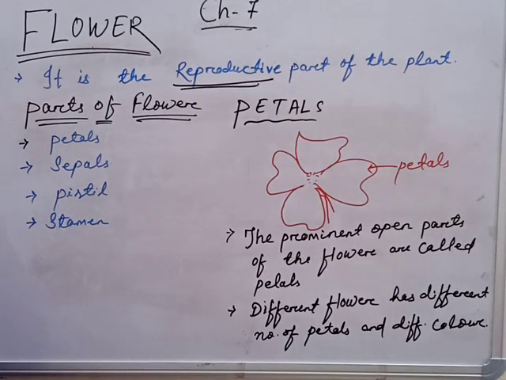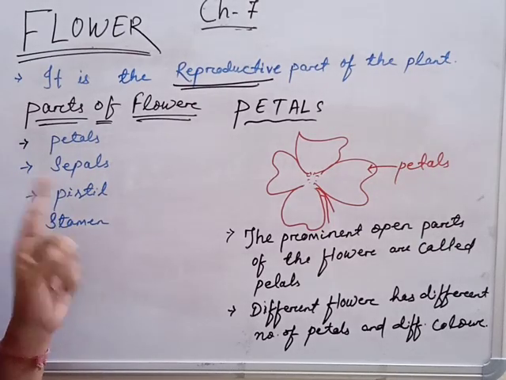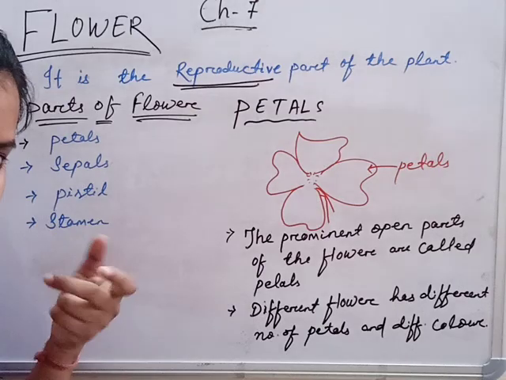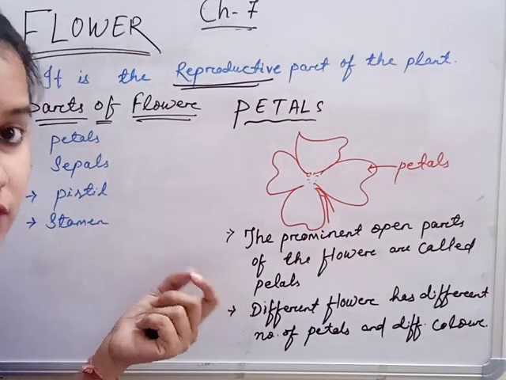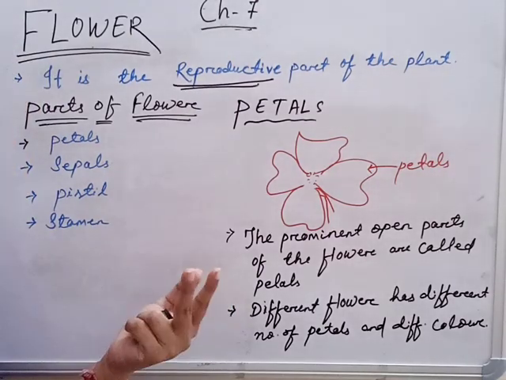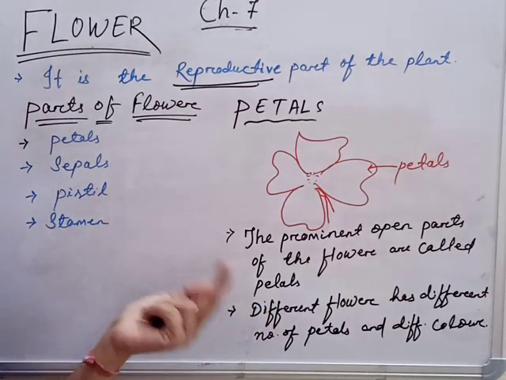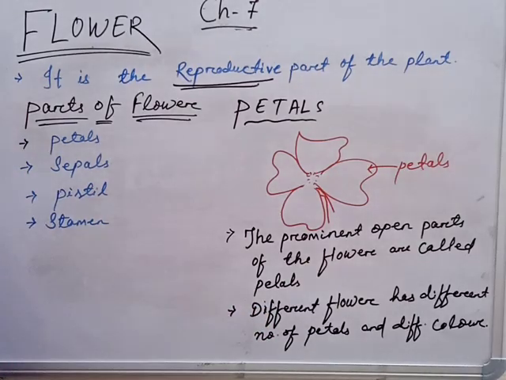As a human being gives birth to another human being, the seeds of the mango plant bear another new plant, a mango plant. In the same way, from the flower the fruits come out, from the fruits seeds come out, and from the seeds we get a new plant. So flowers are mostly called the reproductive part of the plant.